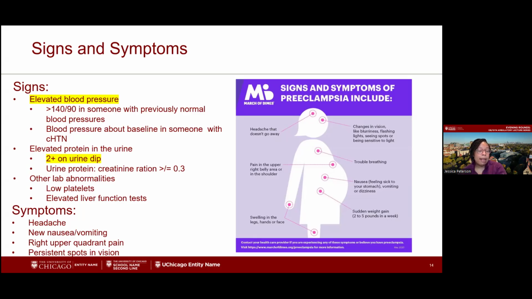And then other lab abnormalities would be low platelets and elevated liver function tests, which primarily the providers would see. If you see elevated blood pressure, other symptoms people might have would be a headache that doesn't go away with Tylenol, new nausea and vomiting in the third trimester, right upper quadrant pain, or persistent spots in their vision. This picture is from the March of Dimes. The March of Dimes has a lot of information about all sorts of complications in pregnancy, and some really good patient-facing education that can clearly explain what patients should look out for.